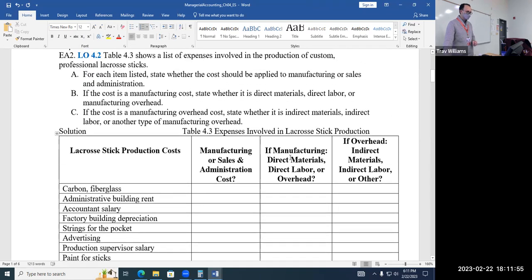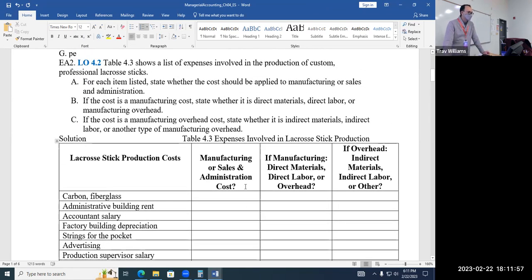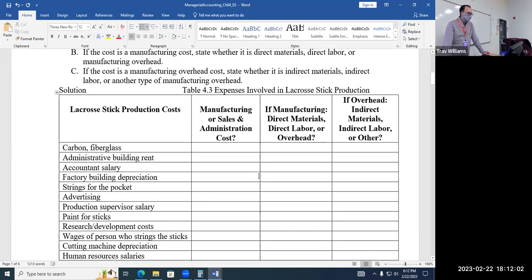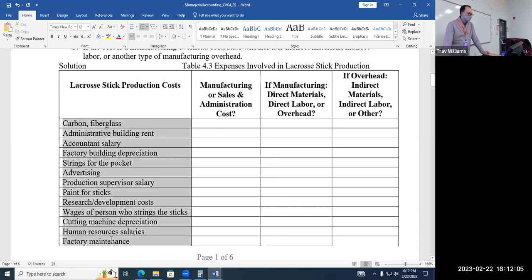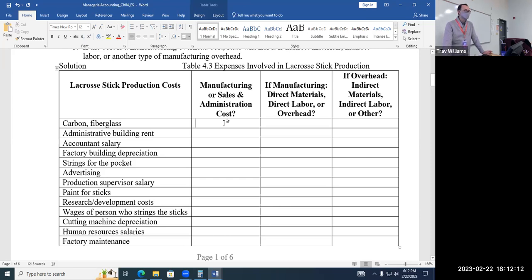All right, so exercise number 2 here. This company makes custom professional lacrosse sticks. Basically what we have to do is go down the list of these different costs and identify: is it a manufacturing cost, in other words production related, or is it a sales and administration cost? If it is manufacturing, then we're going to specify whether it is direct materials, direct labor, or overhead. Manufacturing overhead, be specific.